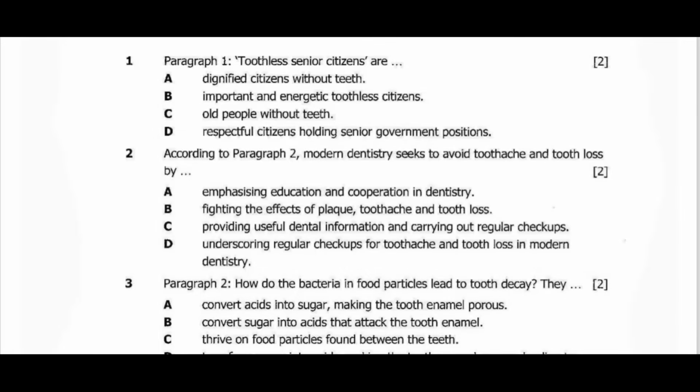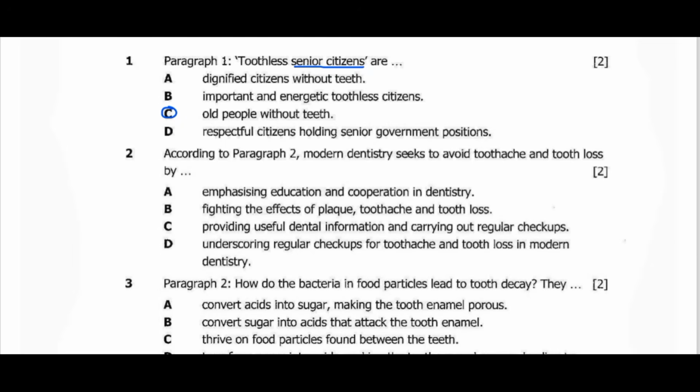So the first question, paragraph 1: toothless seniors are. Here, for this one, we can go back to the first paragraph, or we can just deal with this question directly. The key point is what is meant by a senior citizen, and who these senior citizens are. If we look at senior citizens, we are looking at older people. So definitely the answer is C. These are older people without teeth.